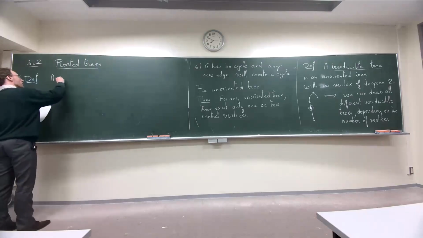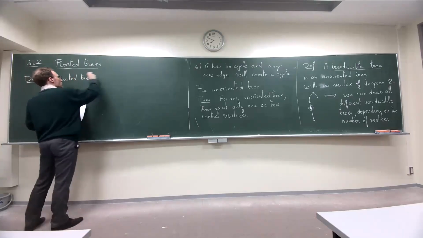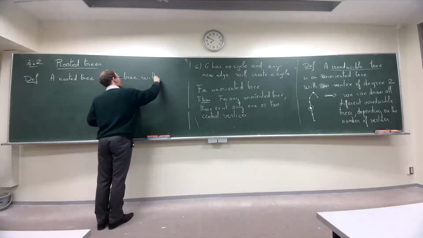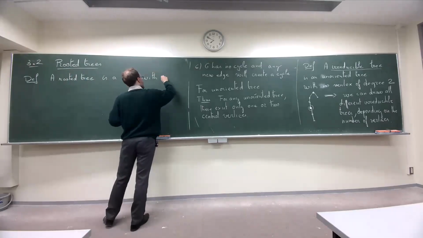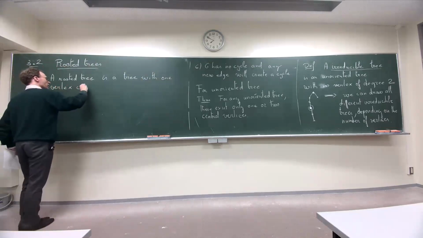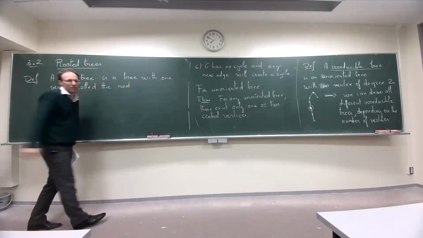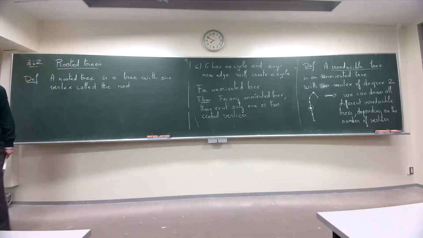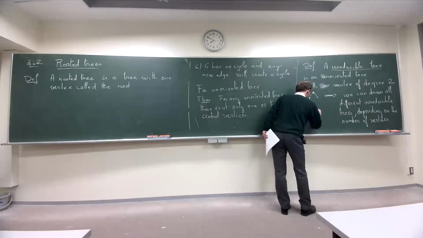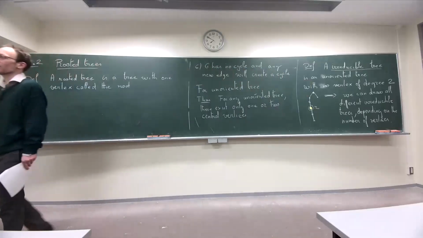So a rooted tree, oriented or not, a rooted tree is a tree with one vertex called the root. You choose one and you call it the root. And if you have colors, you put a color and you say, oh, this is the root, and I call it R. It's a rather stupid definition, but this is the most general one.